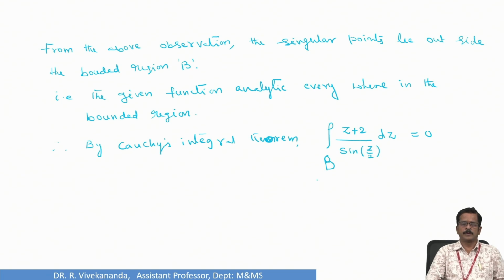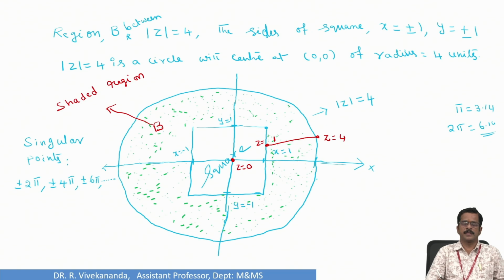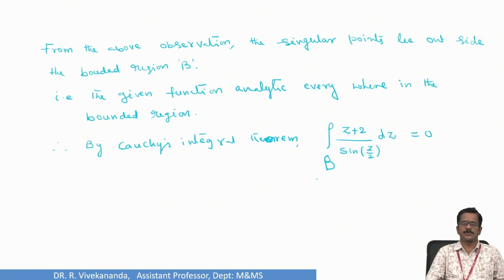Okay. First I identified the singular points. Then I sketched the region. In that region, I checked whether singular points lie inside or outside. I observed that all singular points lie outside. Therefore, the function is said to be analytic everywhere in the given boundary region. So, by Cauchy's integral theorem, the integration value is going to be 0.